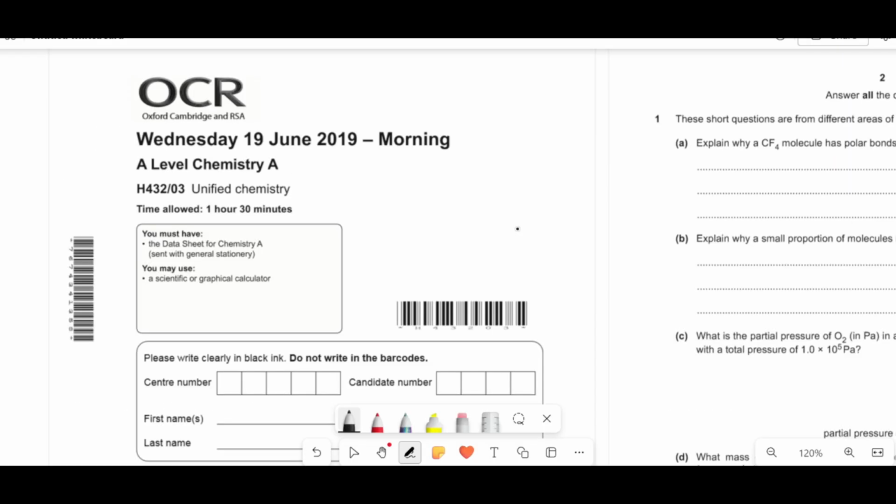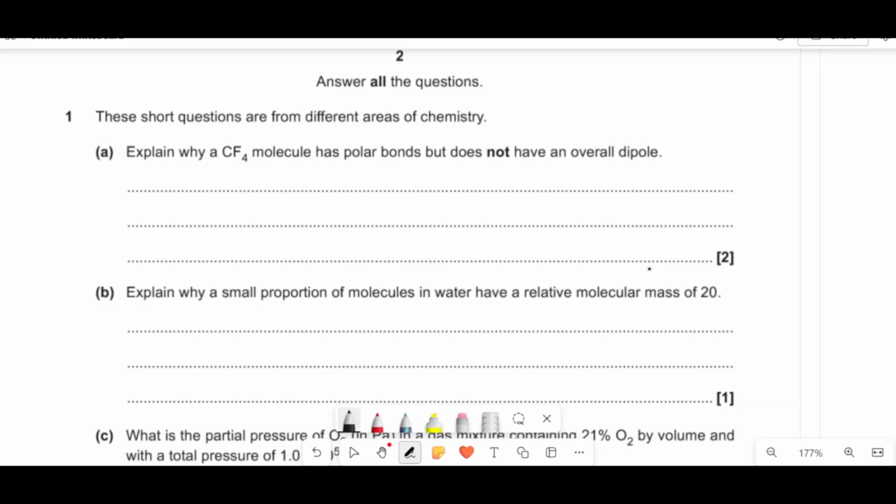Hello, everybody. Welcome back to another episode of the A-Level Cookbook. Today, we're going to be doing the OCR A-Level Chemistry A, Paper 3 from June 2019. These short questions are from different areas of chemistry.